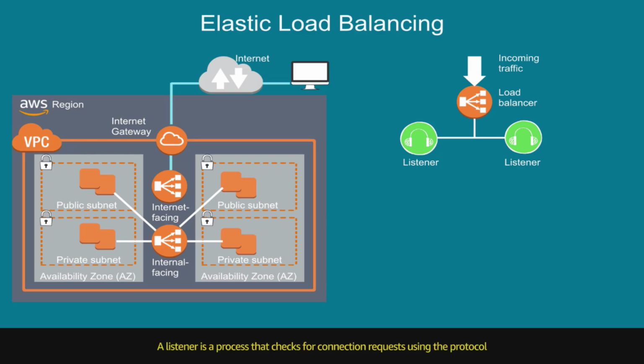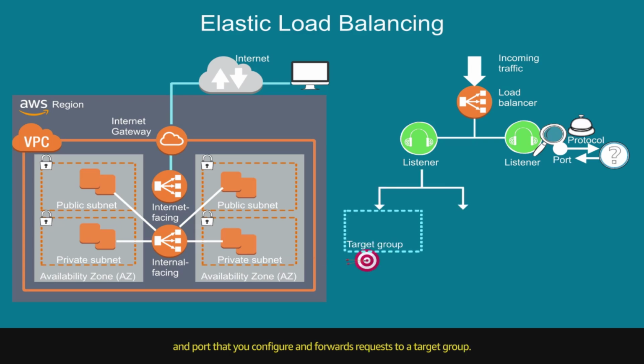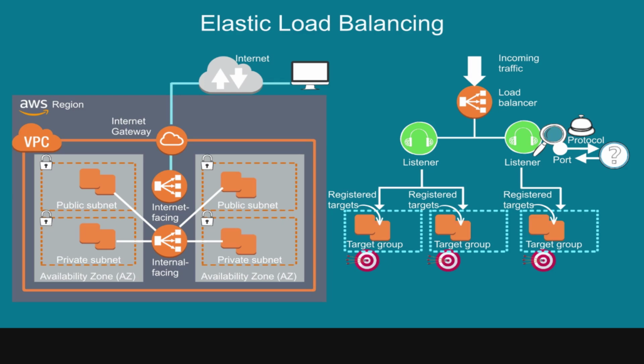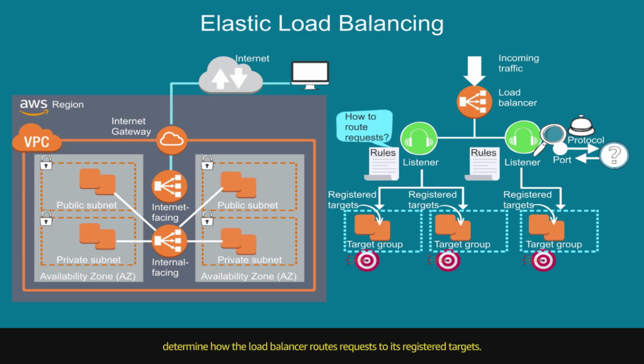A listener is a process that checks for connection requests using the protocol and port that you configure and forwards requests to a target group. Each target group routes requests to one or more registered targets, such as EC2 instances. The rules that you define for a listener determine how the load balancer routes requests to its registered targets.